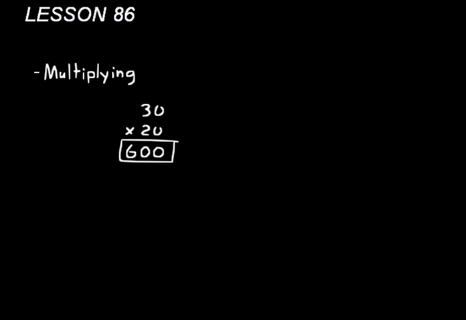Or you could think to yourself, 3 times 2 equals 6. So that means 30 times 2 equals 60. So then you can add everything on. 30 times 20 must be 600. You just keep adding a 0 on each time.